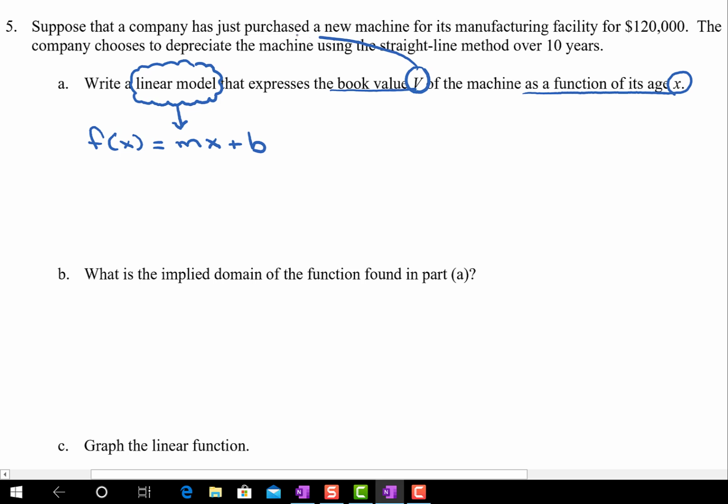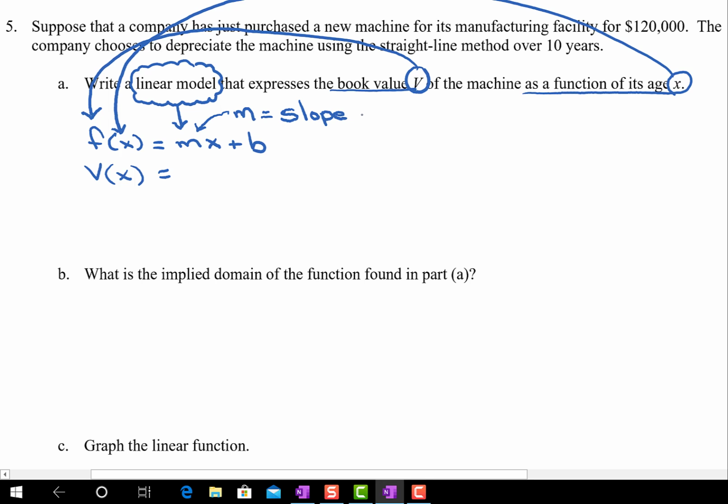And I'm going to replace the f with a v because they're asking me to express the book value v of the machine as a function of age x. Since they're keeping the age as a value with the variable x, I can keep the x alone, but I'm just going to replace f with a v. And m is going to be replaced with the slope. I don't know what the slope is, but we're going to have to figure it out.